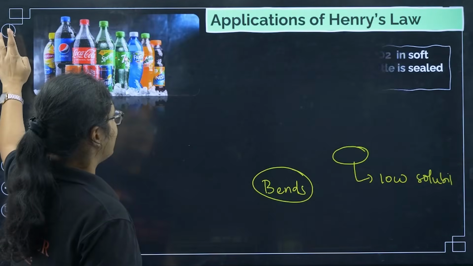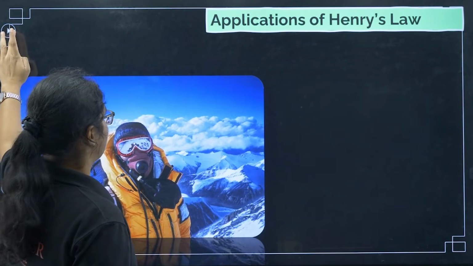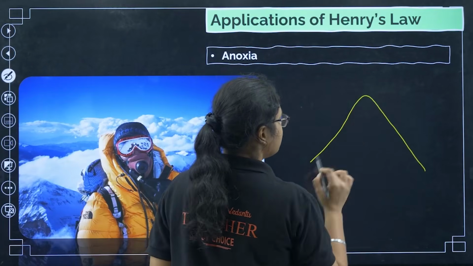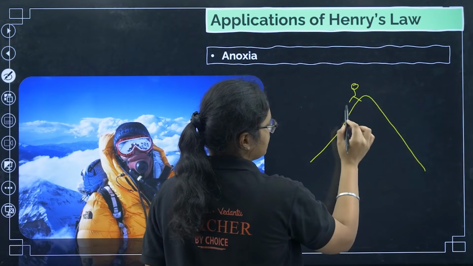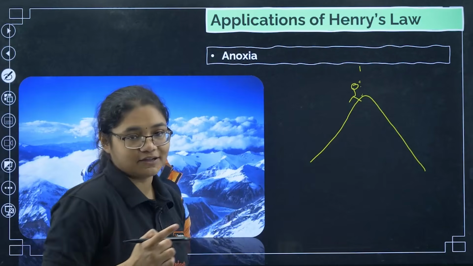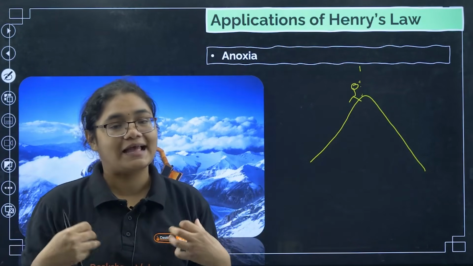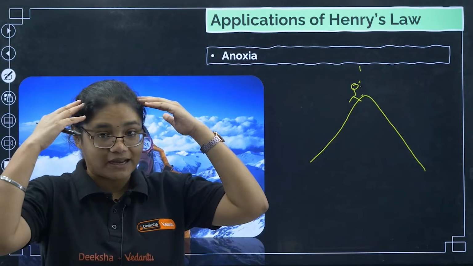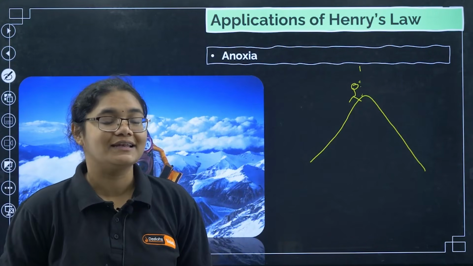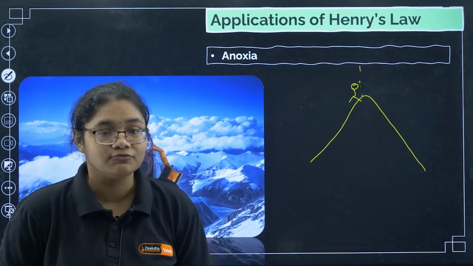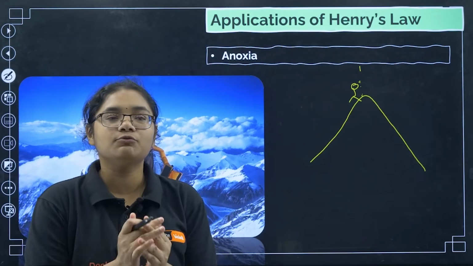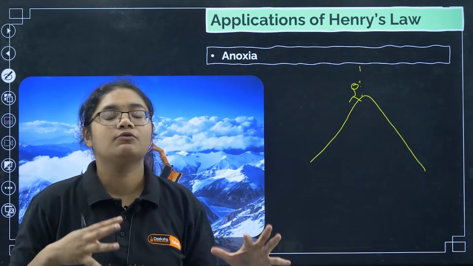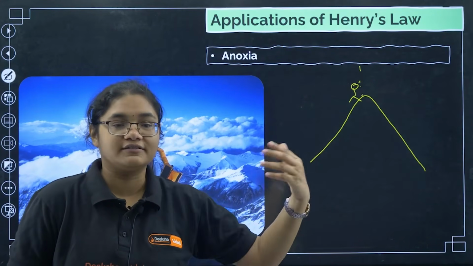Now coming to the next thing, that is applications of Henry's law in mountains. If you imagine a mountain climber who goes to the top, there is less atmospheric pressure. If pressure is less, solubility of the gas will be less, so oxygen is less soluble in the blood at higher altitude. Our brain does not get enough oxygen, as a result of which a medical condition called anoxia is formed. When anoxia happens, the person is not able to think properly, the nervous system is not working properly, and such symptoms are found.